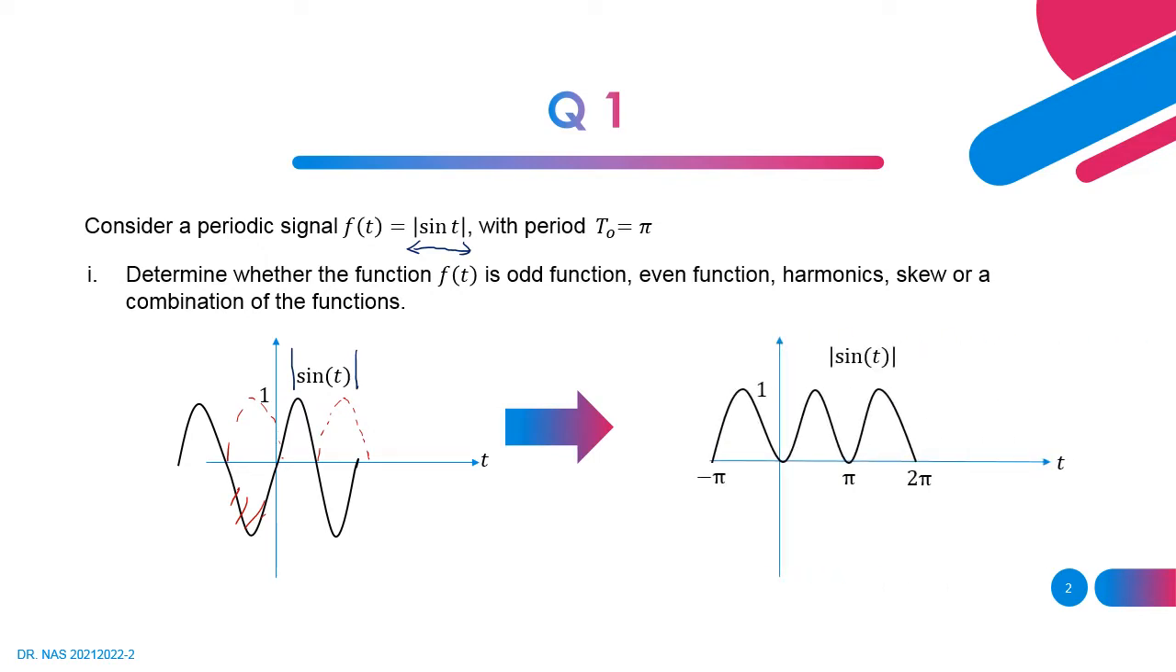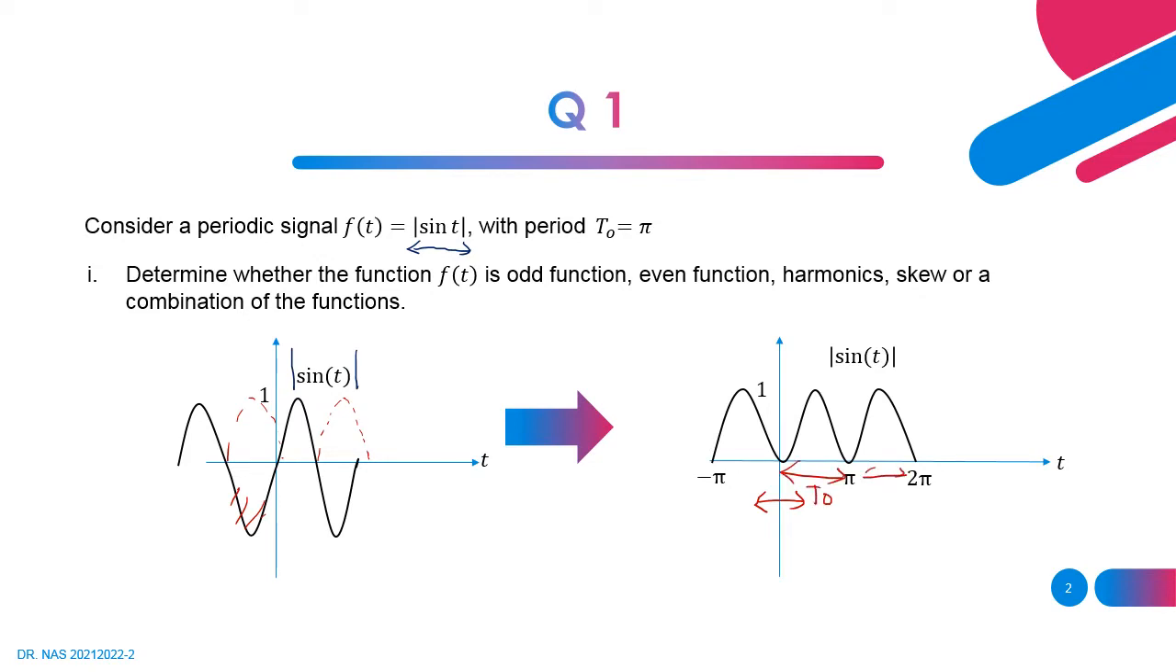From here obviously you can notice that the signal is symmetry. It's a mirror image, so the signal is basically an even signal or even function. And you can see also the fundamental T repeating again and again. So this is basically a harmonic signal as well.